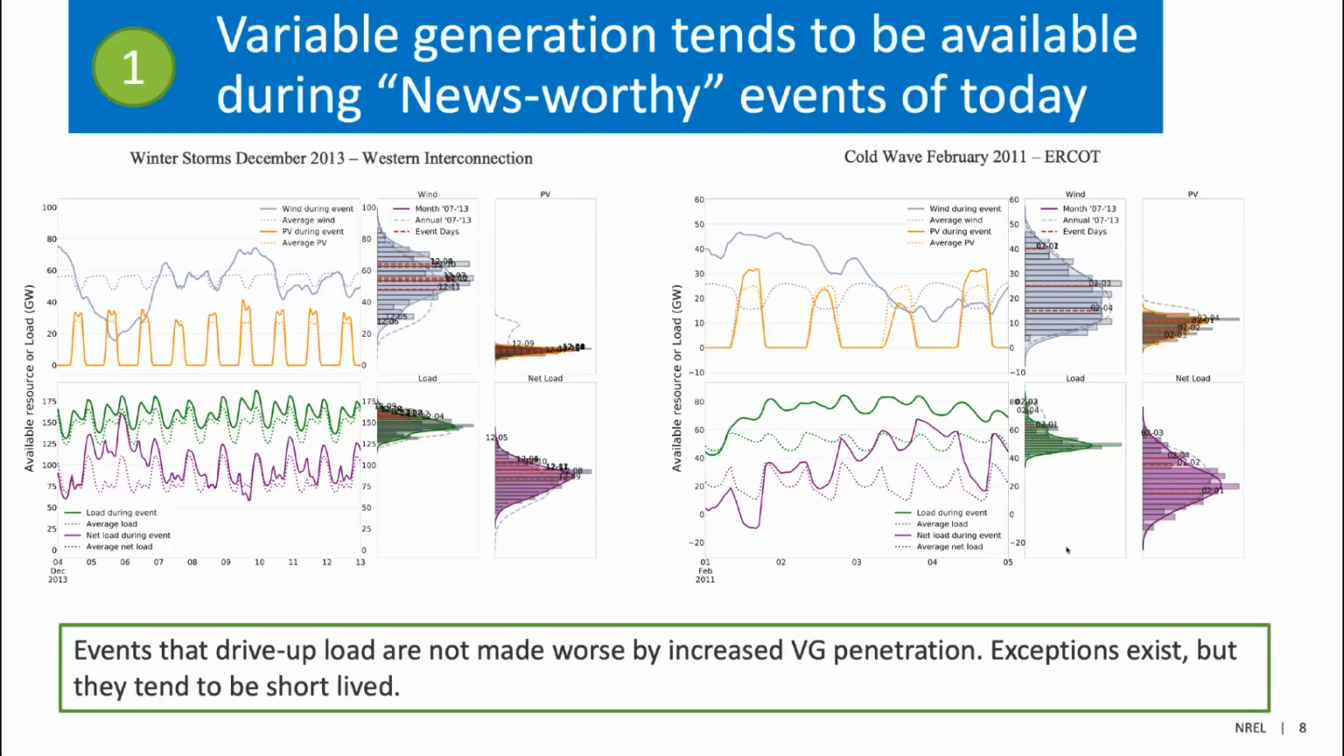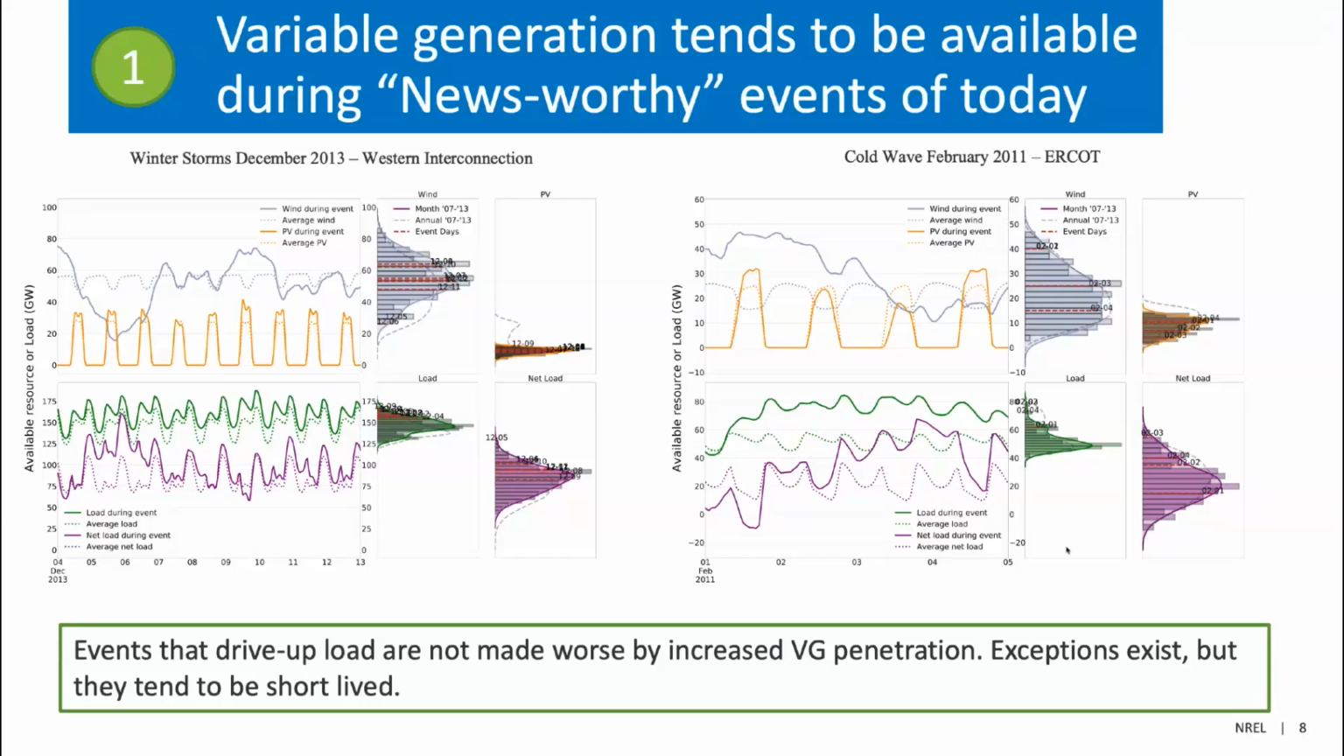that variable generation tends to be available during the newsworthy events that we studied. So again, these newsworthy events are weather events that would stress the system today, generally leading to higher loads than are typical. On the screen here, we're seeing two different events. The one on the left is our winter storms in December 2013 that came through. We're specifically looking at the Western Interconnection there. And then we also, on the right, have the cold wave from February 2011 that led to the highest load days in our data set for ERCOT.